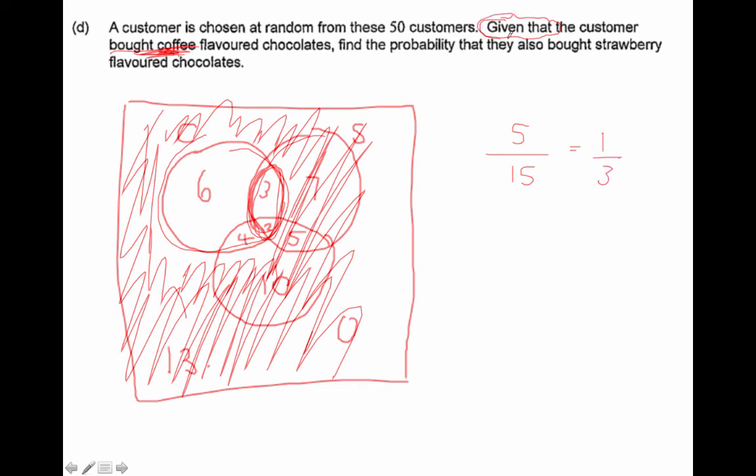So just to reiterate, if it says given that, the next part tells you what to consider. Anything that doesn't fall in that category, we're not going to consider in our calculations.